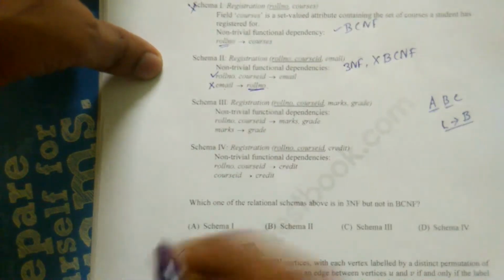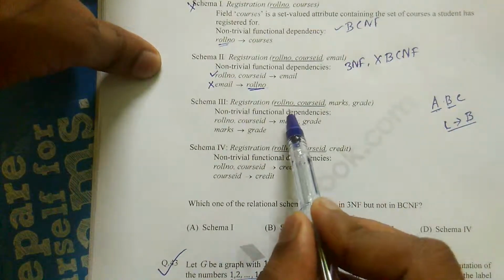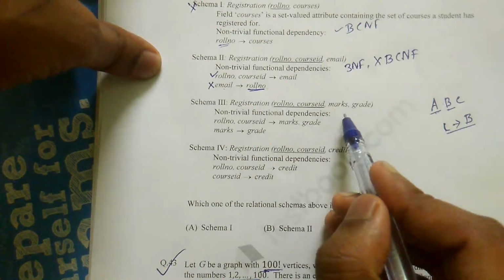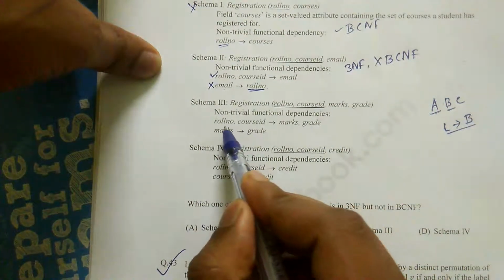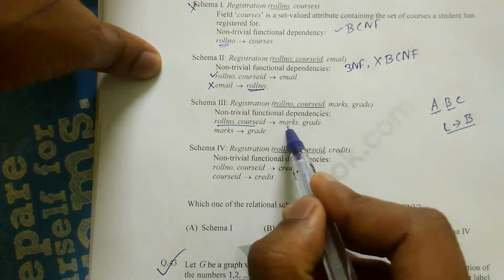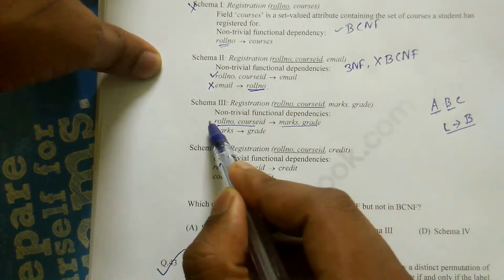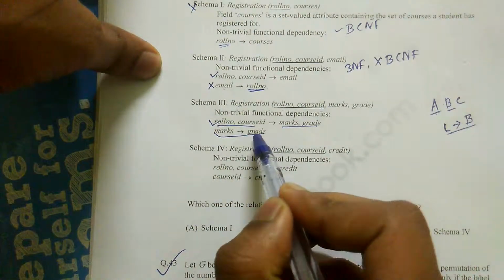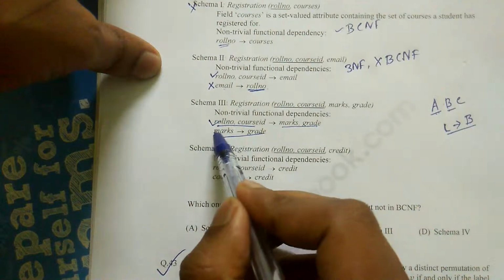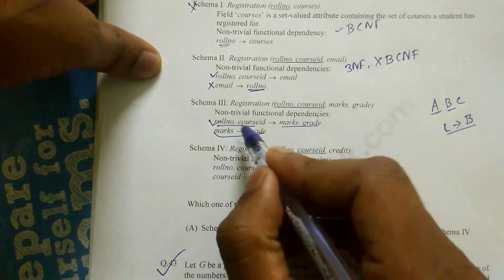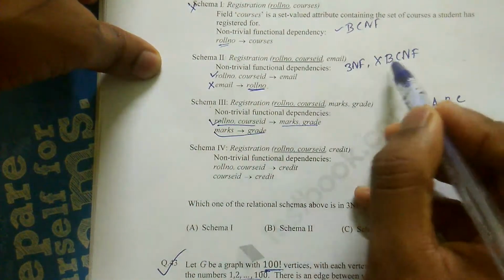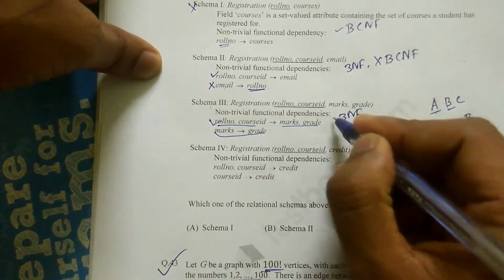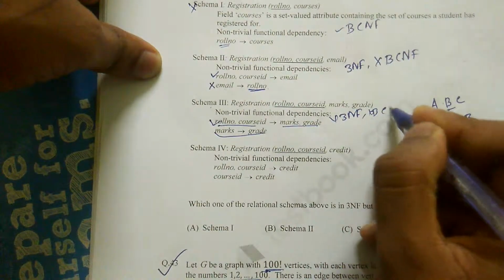Okay, option C, registration, the primary key is roll number and course ID together, marks and grade. Roll number and course ID is determining marks and grade, so it is qualifying for BCNF, but marks determines grade, and this is not qualifying for BCNF, and this is also not qualifying for third normal form. So this is not 3NF as well and not BCNF as well.